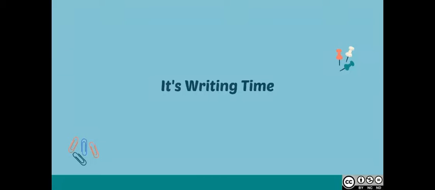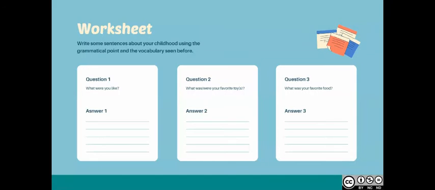Now, it's time to practice your writing skill. Here, read the questions and write some sentences about your childhood using the grammatical point and the vocabulary seen before. Please read questions 1, 2, and 3. Now, read questions 4, 5, and 6. Remember, you can make some pauses to answer the questions. Finally, read questions 7, 8, and 9.